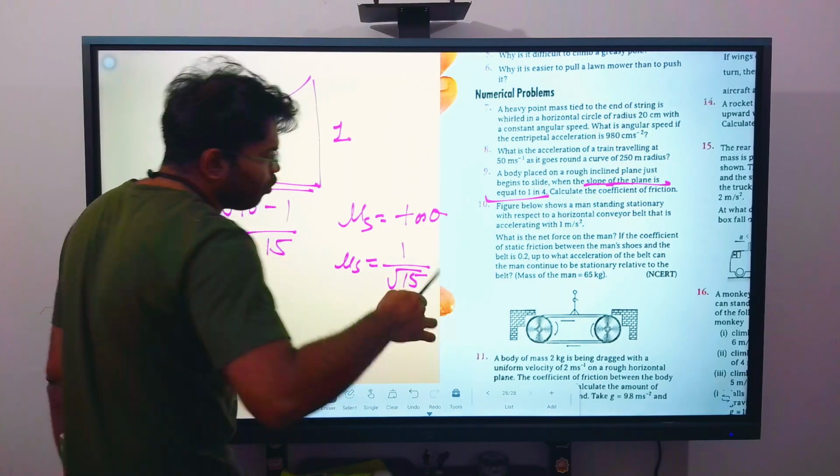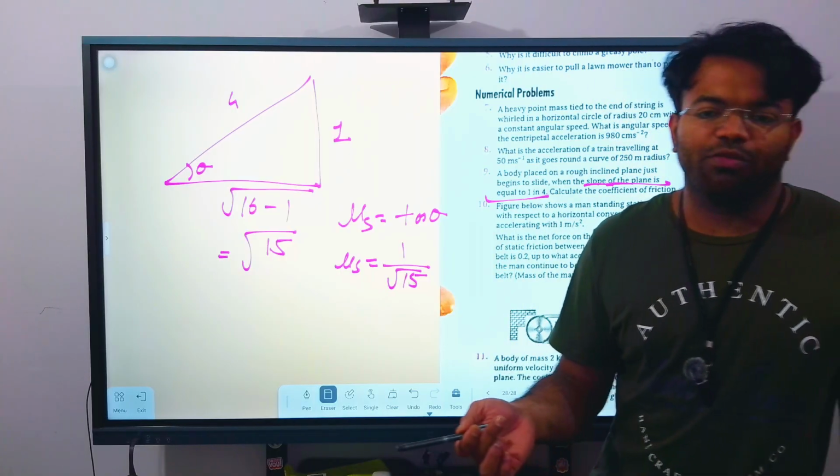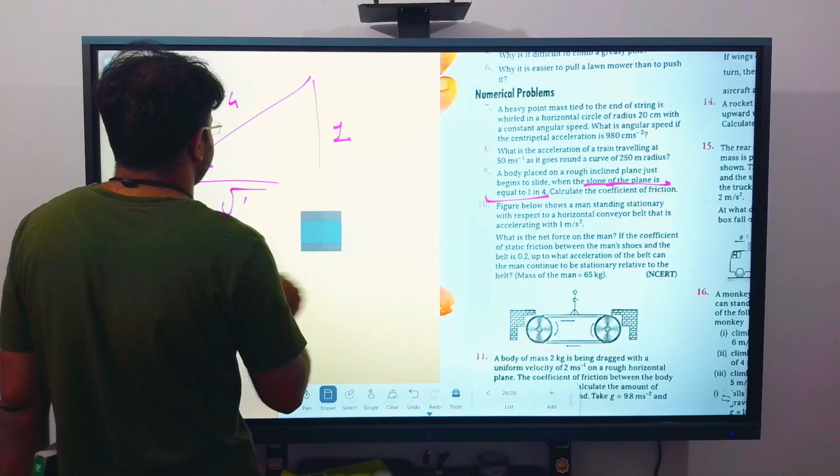Okay. I know you can do that also. You can use the sine to find this and all of that. You can do that. That's also fine. No problem.